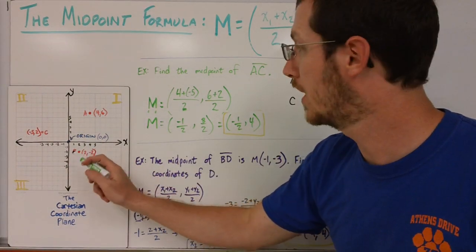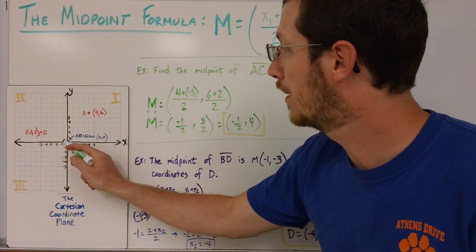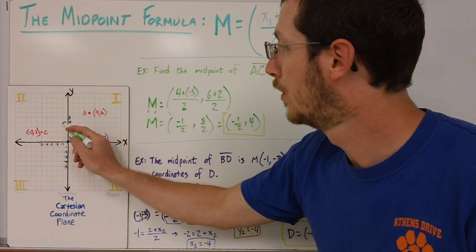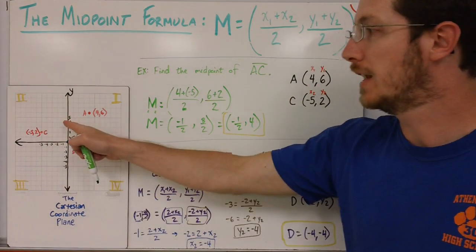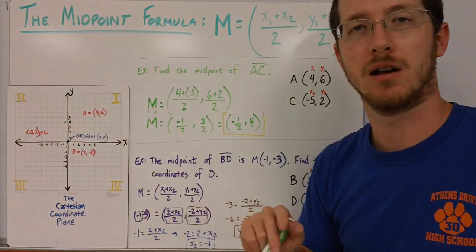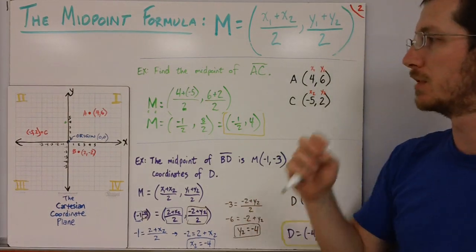If we find that on our graph, negative 1/2, up 4, will be right about there, and it looks right in the center of A and C, directly in between them.